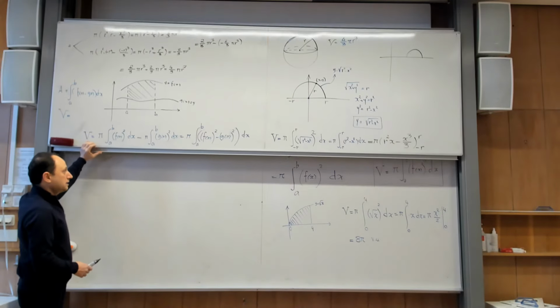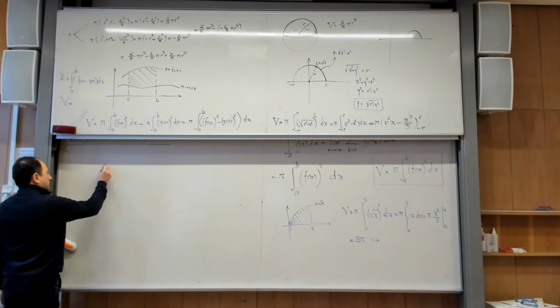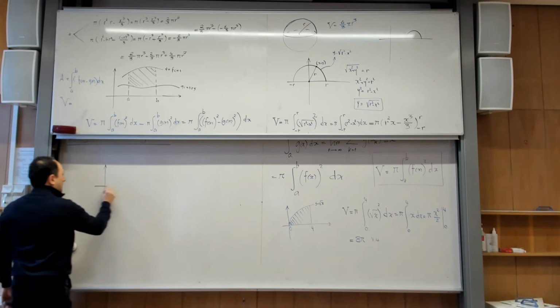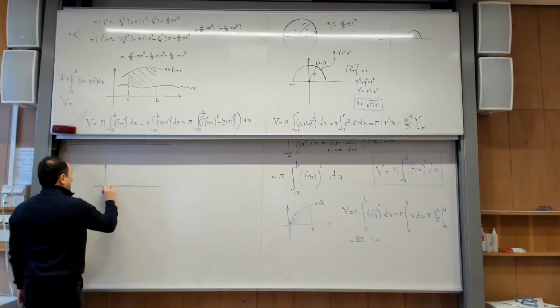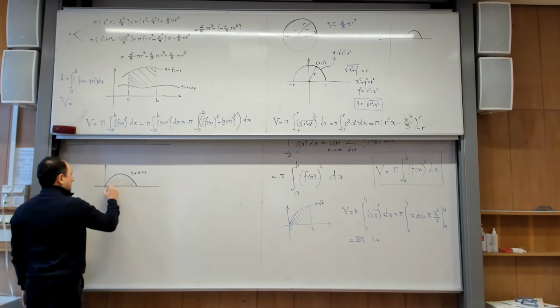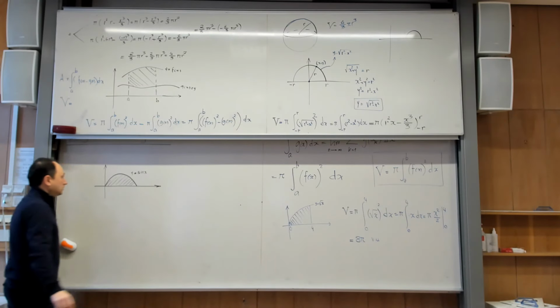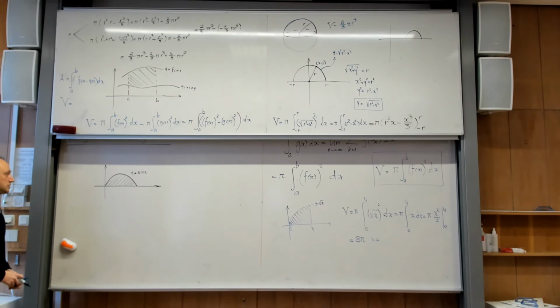Okay, let us do an example. Before doing this, let me ask you this first. How do you calculate this? Consider one arc of the sine function. Okay? And I want to rotate this about the x-axis. Okay, so what is the volume that I generate?